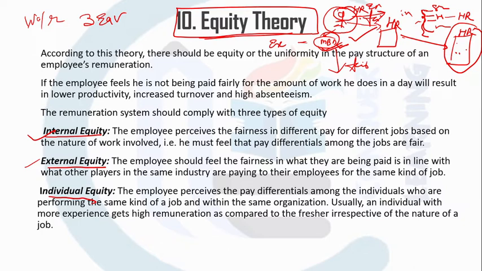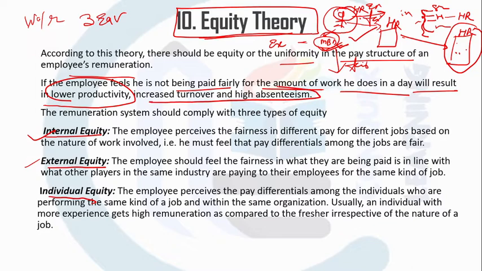A uniformity should be there, a fair equity has to be maintained. So according to this theory, there should be equity or uniformity in the pay structure of the employee's remuneration. If the employee feels he is not being paid fairly for the amount of work he does in a day, it will result in lower productivity, increased turnover and high absenteeism. Those who are not satisfied, obviously they would leave the organization.